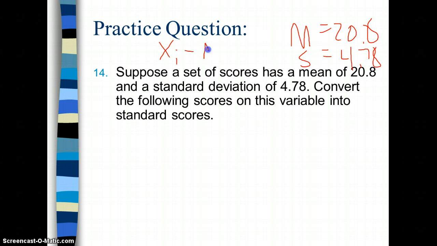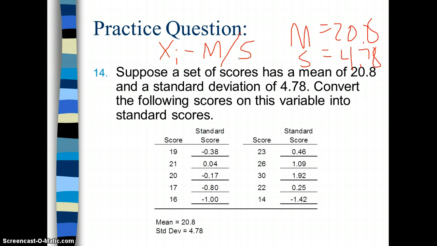Individual score minus mean divided by standard deviation. So here you go. You have the scores, right? And you have the mean and the standard deviation. So if you take 19 minus 20.8 divided by 4.78, you get negative 0.38.